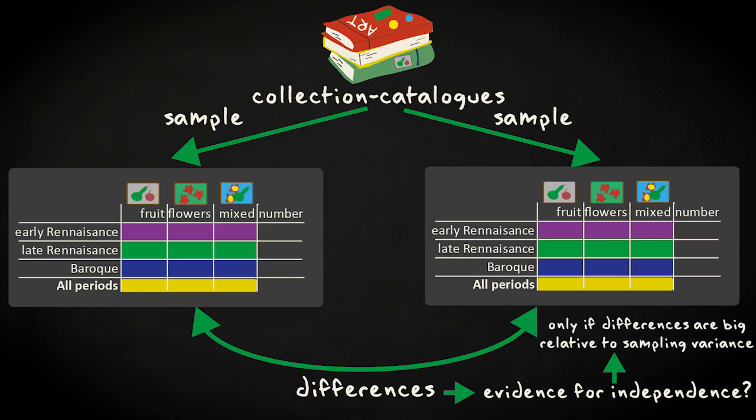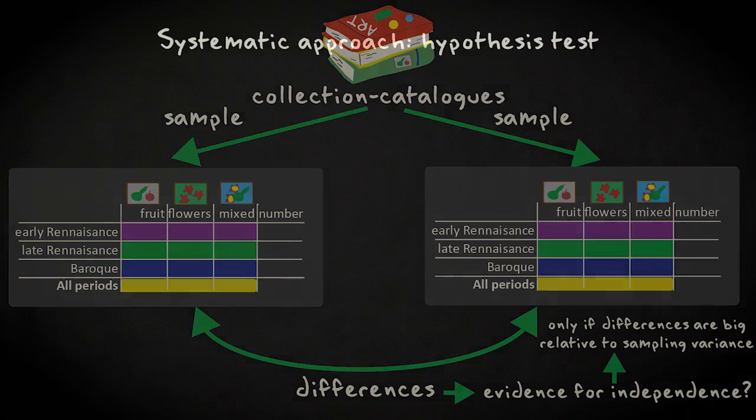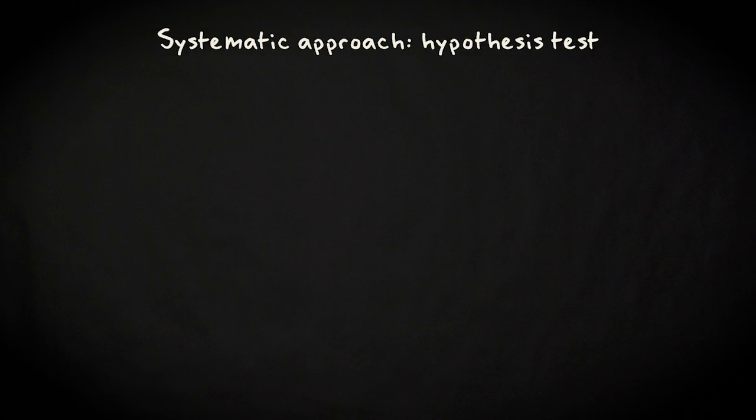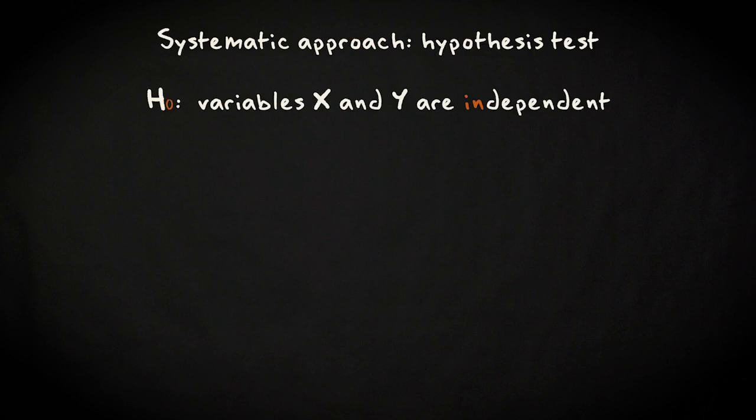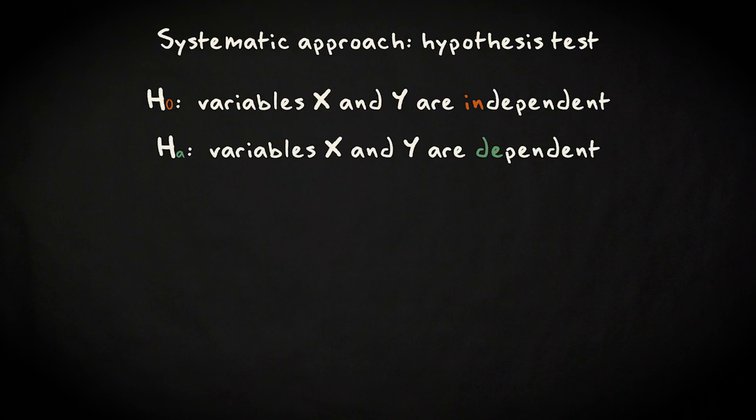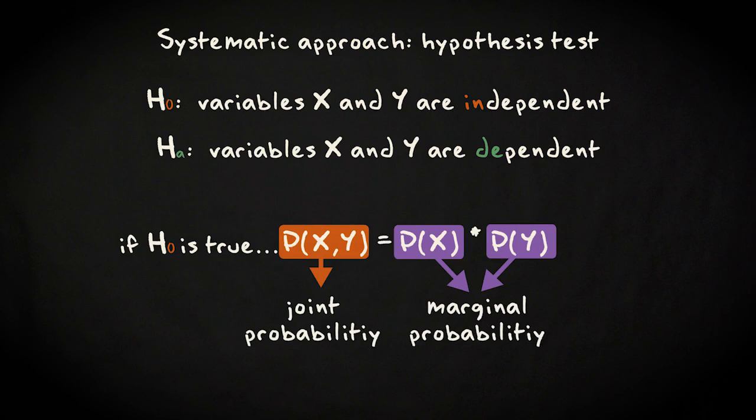The way to investigate this systematically is by conducting a hypothesis test. The null hypothesis in that test then is that two variables are independent, while the alternative hypothesis is that the variables are dependent. Now, if the null hypothesis were true, there is something interesting about a contingency table. In that case, we could estimate the joint probabilities on the basis of the marginal probabilities. This is in fact the very definition of independence for random variables.